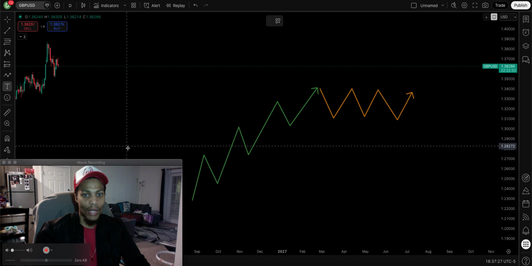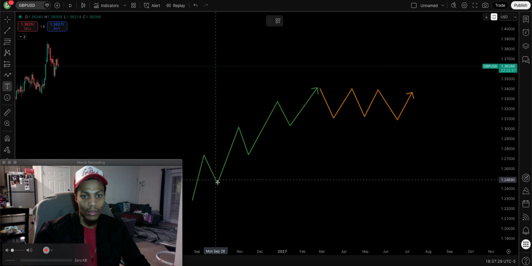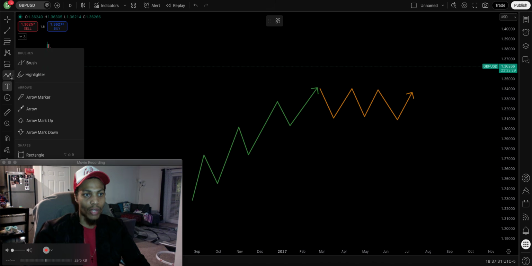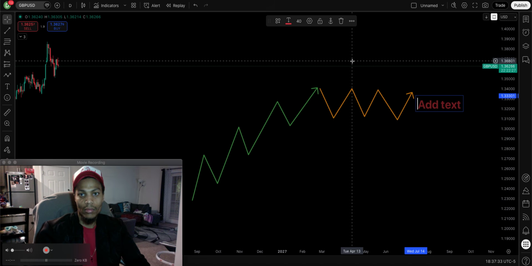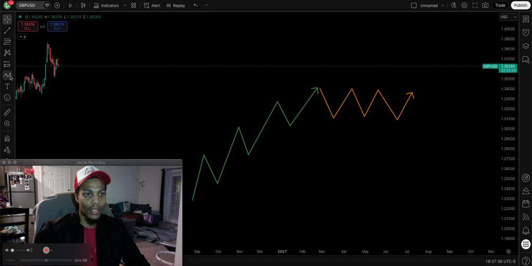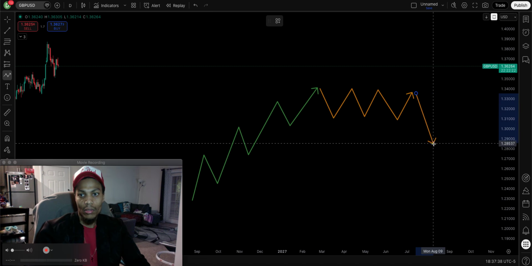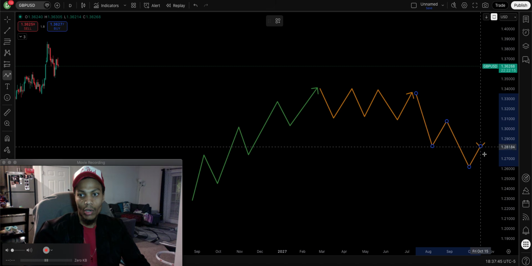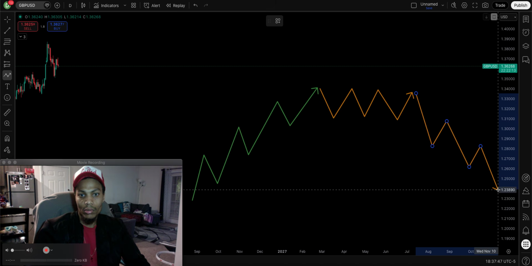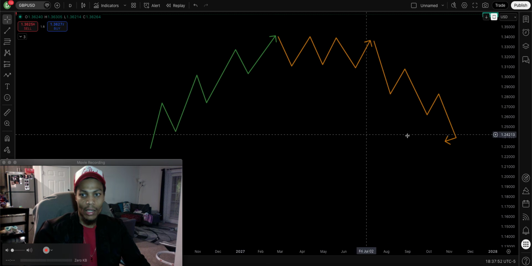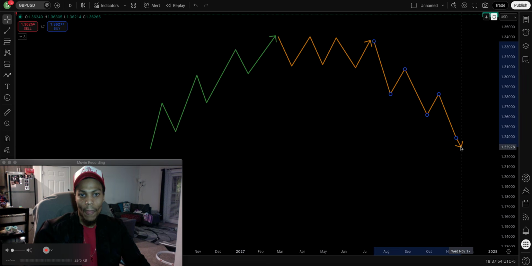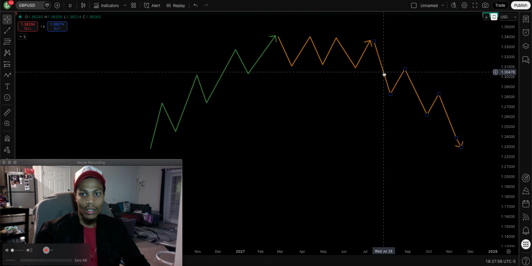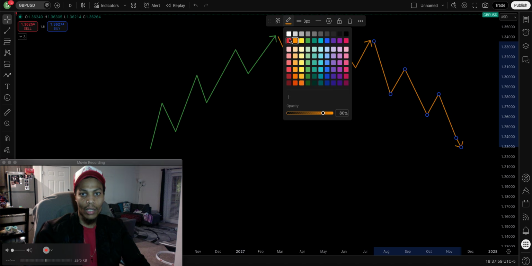Before I get into that, so you have price making our downtrend. Price is breaking a low, so it's making a lower high, a lower low, a lower high, and a lower low. So this is what a downtrend will look like.